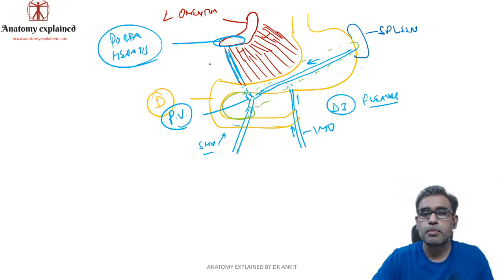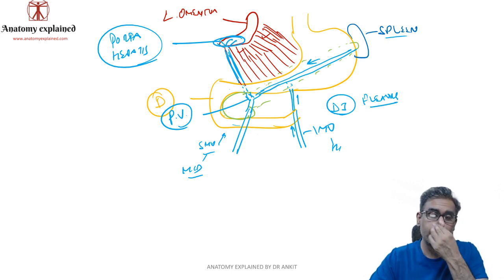So this is where it is going. And then try to understand, this is carrying the blood from midgut, hindgut, spleen. Okay, portal vein. Now the main trunk of portal vein is formed close to the liver. Obviously, it is divided into right and left branches.